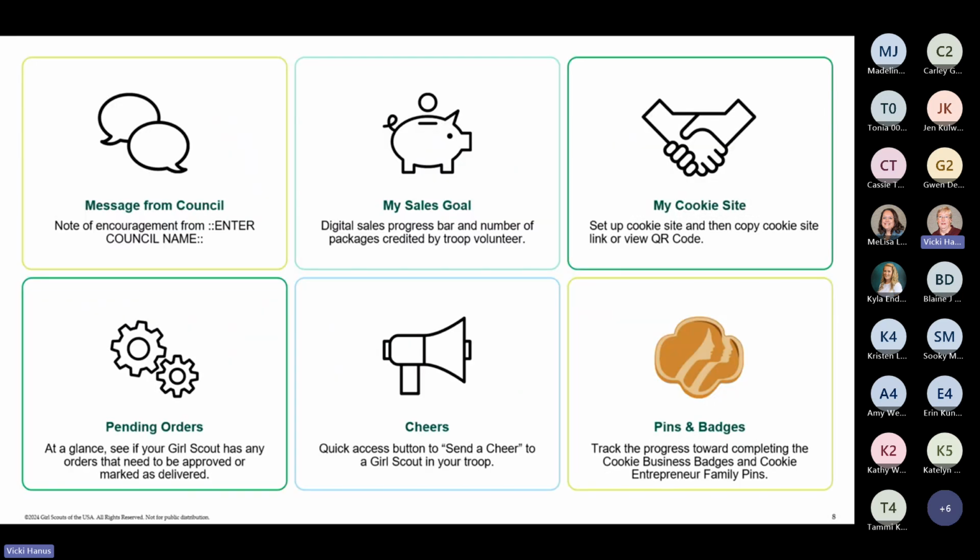And then once you get logged in, you will see the different things on the dashboard. There's messages from the council. You can fill in your sales goal, my cookie site. We just kind of went through that a little bit. Pending orders, cheers, pins and badges. You can track progress towards completing those cookie business badges and cookie entrepreneur family pins.